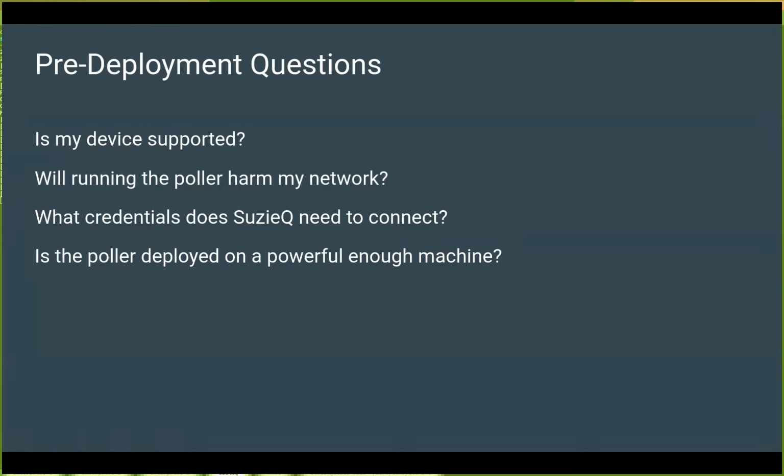I'll walk through each one of them separately because the questions that come up in each one are different. The set of questions that come up in pre-deployment typically are: is my device supported? Will running the poller harm my network? What credentials does SuzieQ need to connect? And is the poller deployed on a powerful enough machine? People generally ask what the minimum server spec requirements are. Some people don't ask, they just directly deploy it. And so I thought we should walk through each one of them step by step.